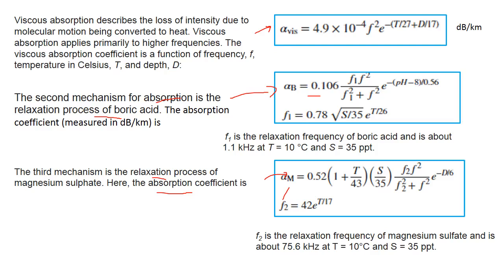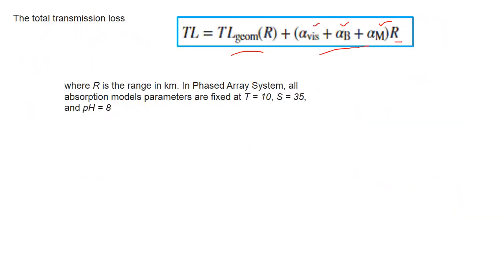The total transmission loss is given by this one, geometric loss and absorption loss. Absorption loss is contributed by three values: viscous loss, loss due to boric acid, and loss due to magnesium sulfate. R is the range or distance. The range in underwater communication is usually in the kilometer range. For the phased array system, all absorption model parameters are fixed at T equal to 10 degrees Celsius, 35 parts per thousand, and pH equal to 8.